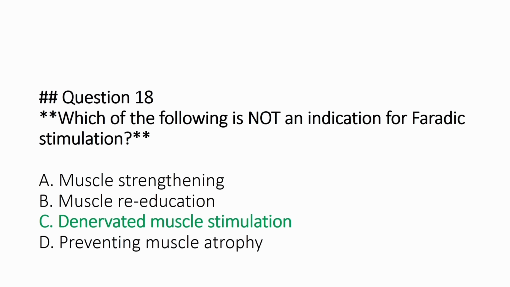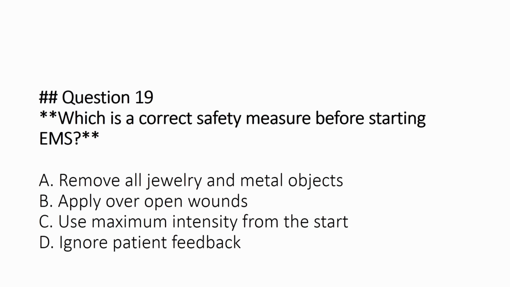Now let's move to question number 19. Which is a correct safety measure before starting EMS? Option A, remove all jewelry and metal objects. Option B, apply over open wounds. Option C, use maximum intensity from the start. Option D, ignore the patient's feedback. And the answer is option A, remove all jewelry and metal objects.